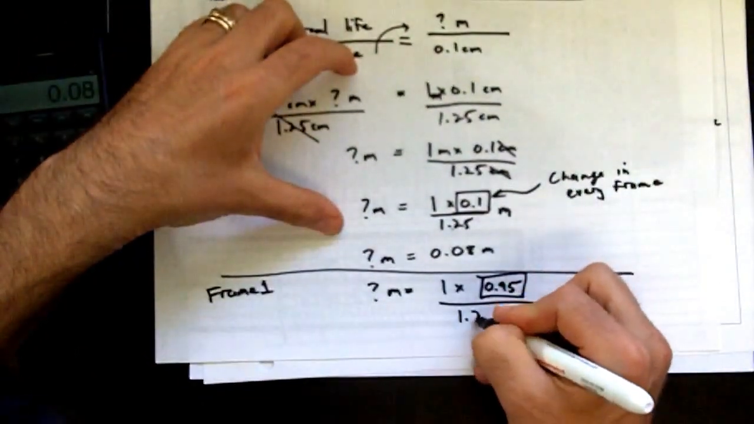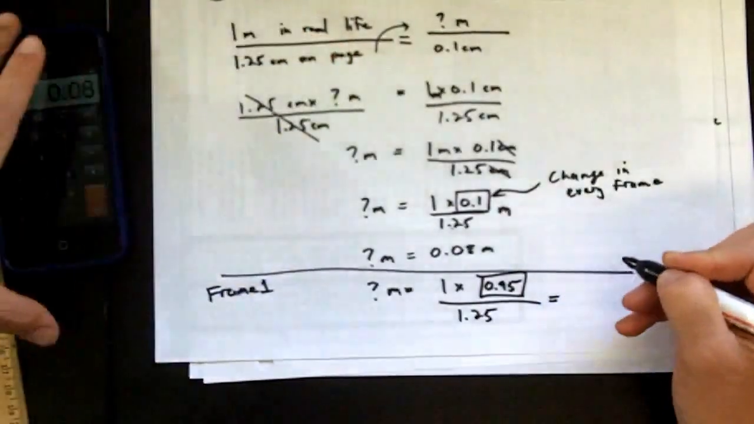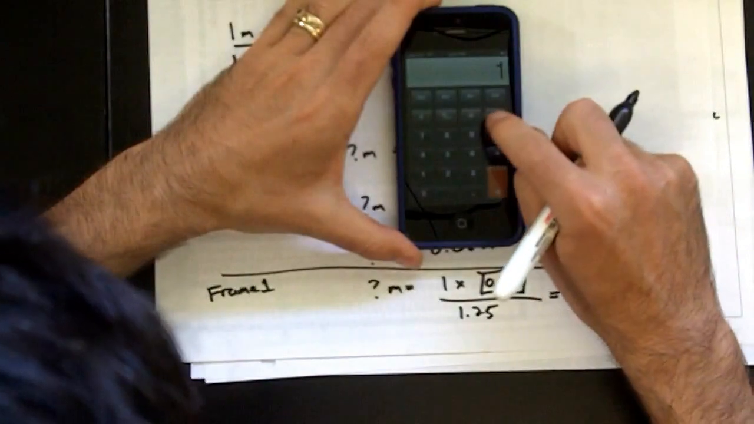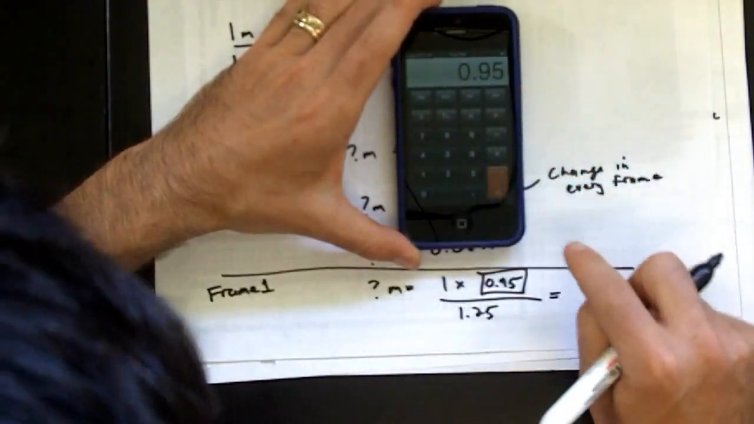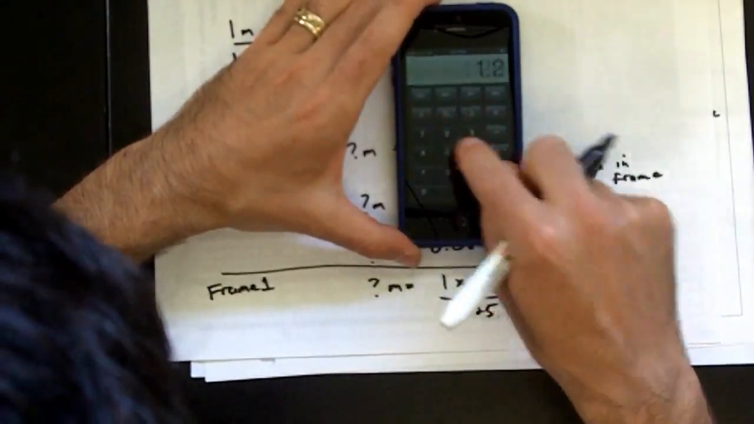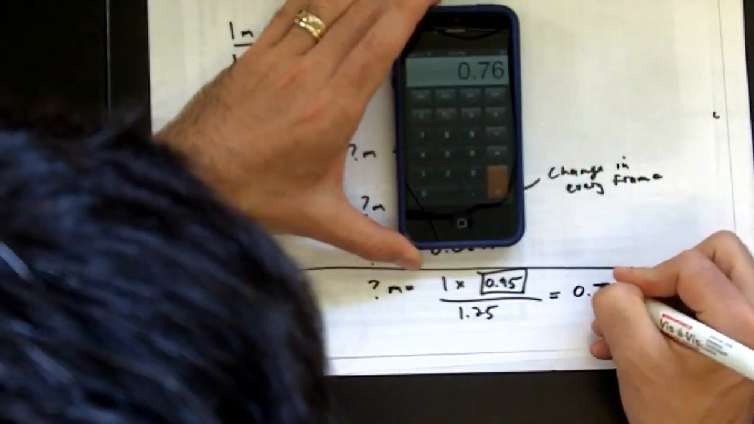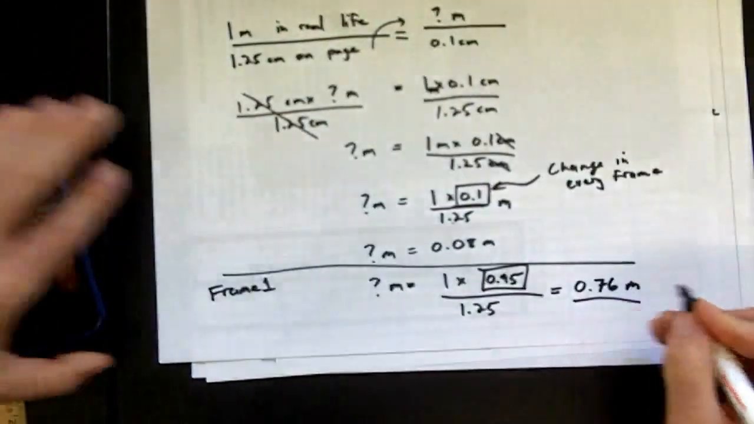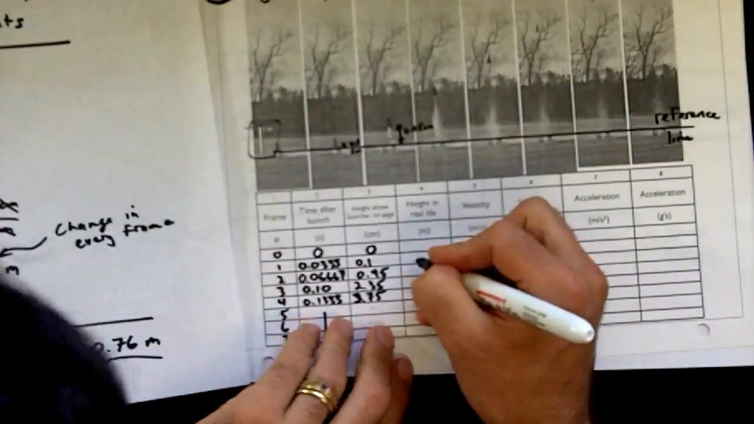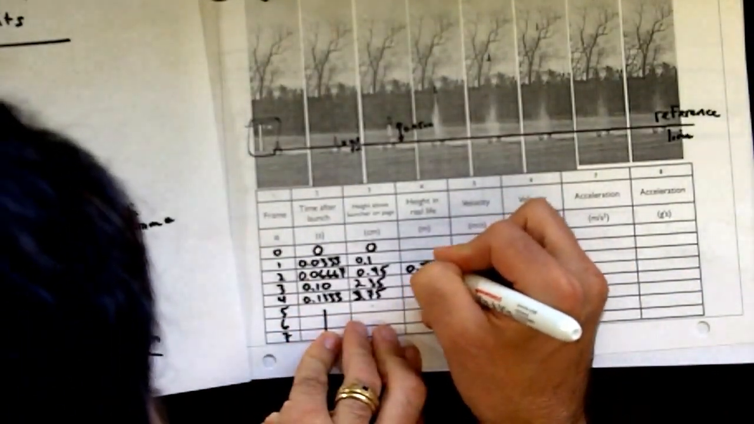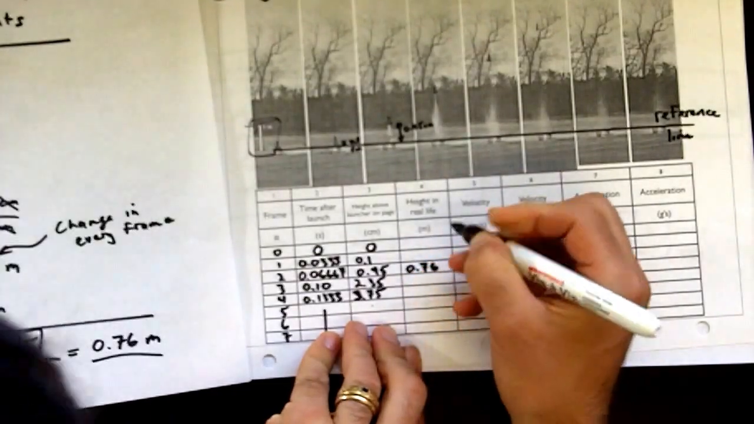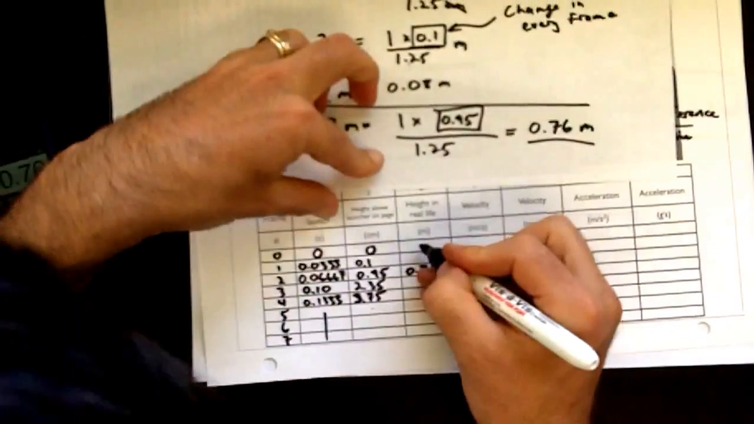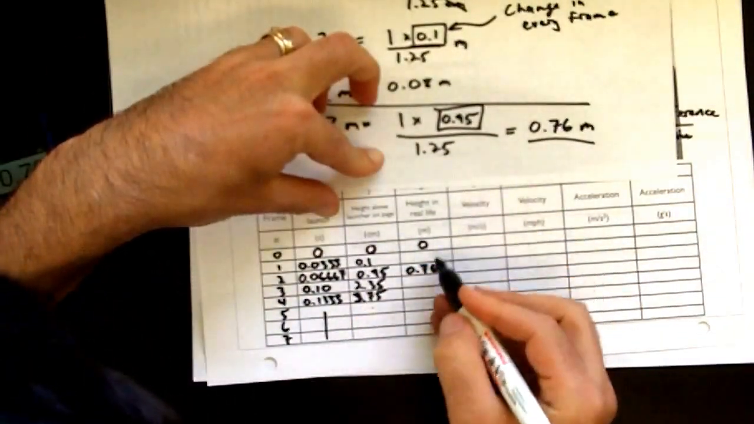And we're still going to have to divide by 1.25. We can type that into our calculator. 1 times 0.95 divided by 1.25 equals 0.76 meters. And that's the answer that we're going to put right here. 0.76. Oops, and I forgot to put the answers for this previous one here. 0 is still 0. That's the height.